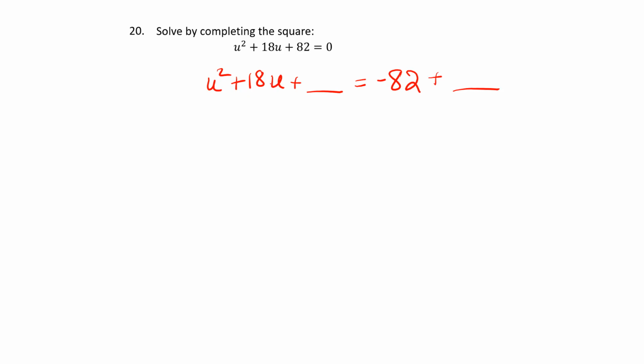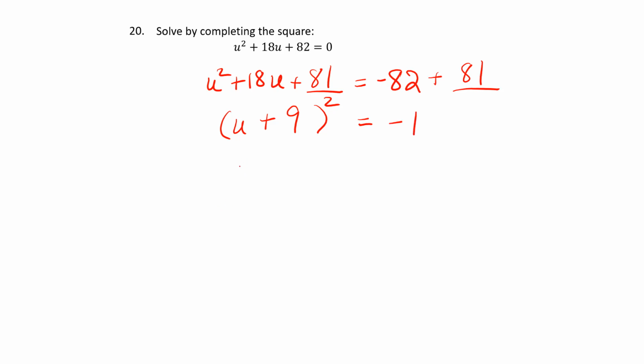If you go back and watch the video about how to complete the square, you know that you're supposed to take the coefficient of your x term, or in this case, u term, take half of it and square it. Half of 18 is 9, square it, you get 81. So you add 81 to both sides of the equation. Now you can write the left side of the equation as a perfect square, and you know that that is going to be u plus half of the u coefficient, which is 9. And that's going to equal negative 1.